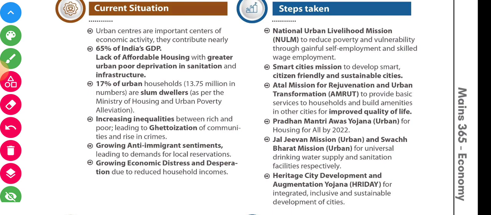What are steps taken by the government? National Urban Livelihood Mission to reduce poverty and vulnerability through self-employment and skilled wage employment. Smart Cities Mission to create 100 smart cities in the country to eradicate poverty and vulnerability of the various sections of the society. AMRUT Mission, Atal Mission for Rejuvenation and Urban Transformation, for improved quality of life of the poor.